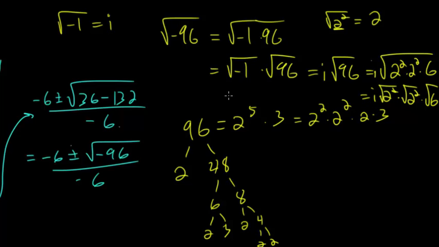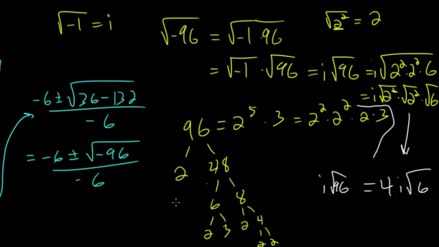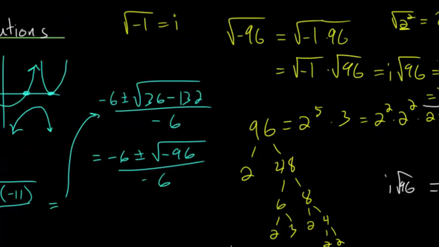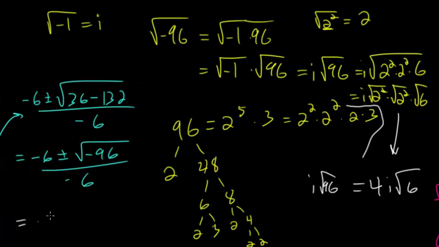So let me just continue this down here. And i root 96, well, we'd get a 2 and a 2 on the outside, so that's 4. And then i carries, and then we still got the root 6. So let's replace that and see if we can simplify further. So minus 6 plus or minus 4i root 6 all over minus 6.